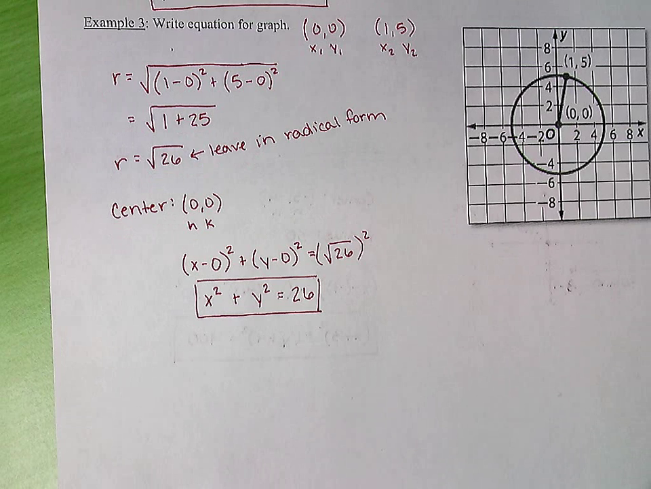So again, use the distance formula, which is what we did in the first section of chapter 9. Use the distance formula to find your radius. Make sure you locate the center point, and then plug in those values to write out the equation of that circle.